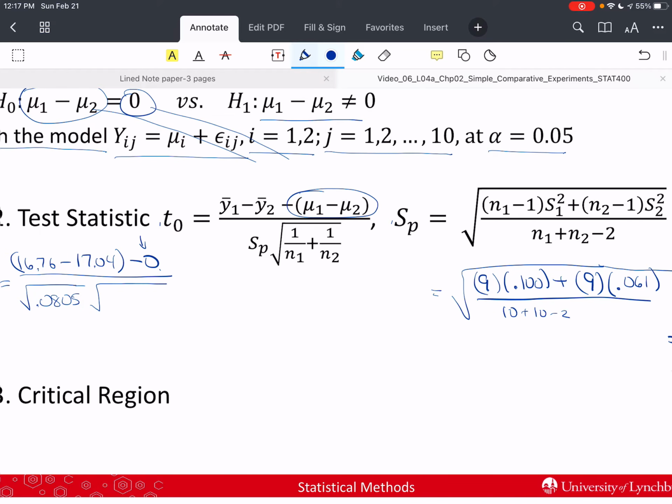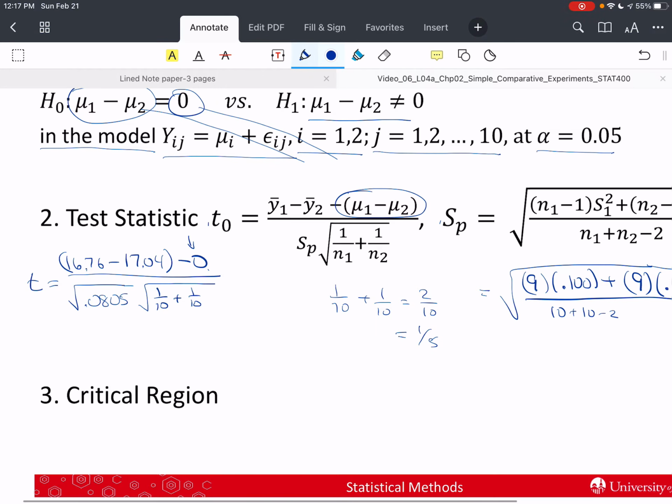So 1 over n1 plus 1 over n2, they're both equal. And so we're going to see that the formula reduces. So 1 plus 1 over 10 is equal to 2 over 10, which is equal to 1 over 5. When you're dealing with these calculations, simpler is better if it's easy to get there. So this is not a probability, this is an actual calculation. So I do reduce fractions, or this is 0.2, right?